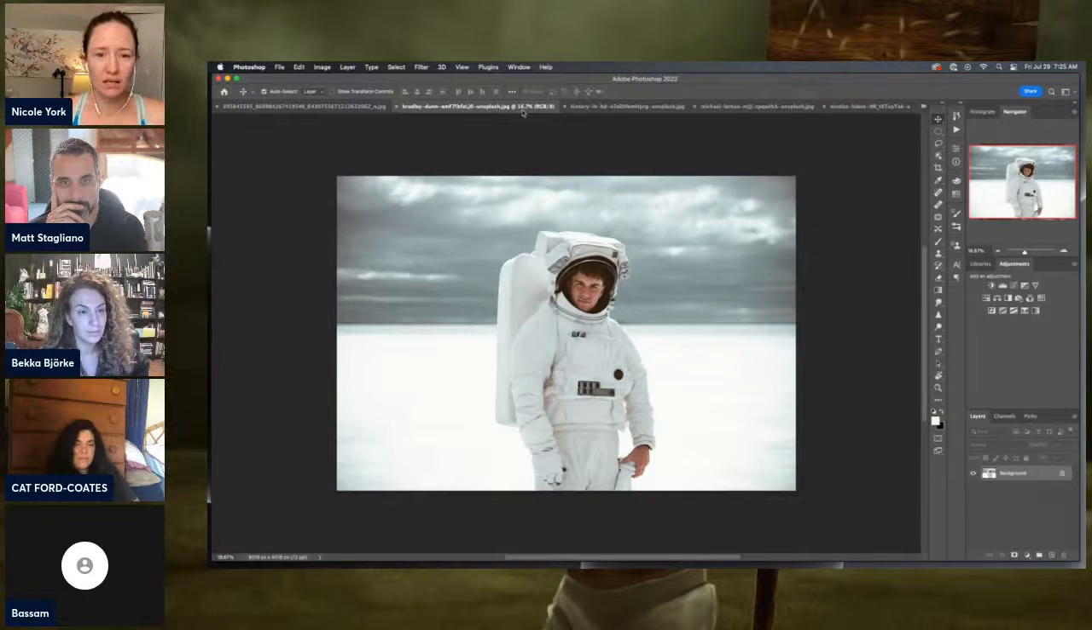Imagine if we were to take this astronaut and stick them in a city. What do these different environments of the same subject matter tell us about what's happening or what the story is, right?